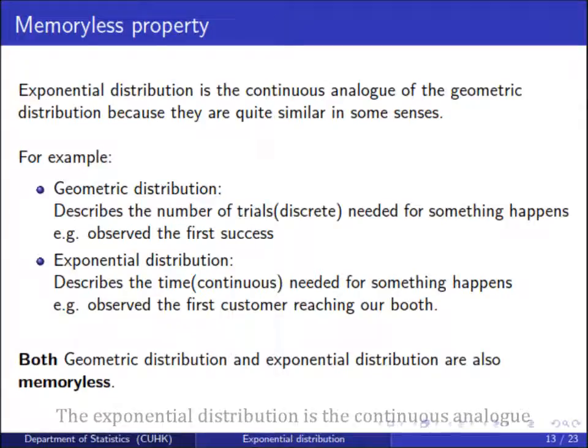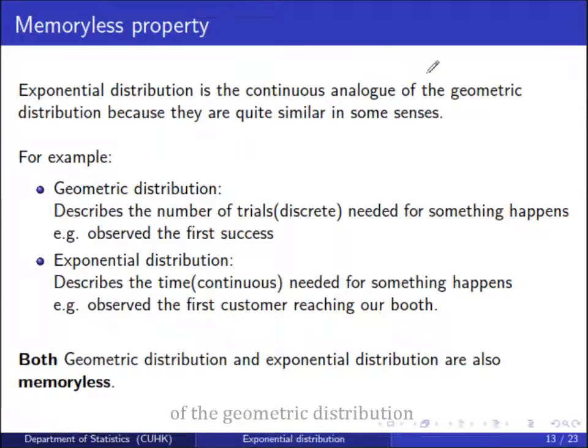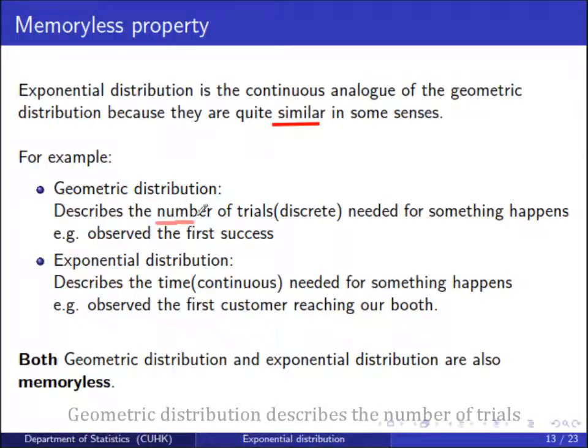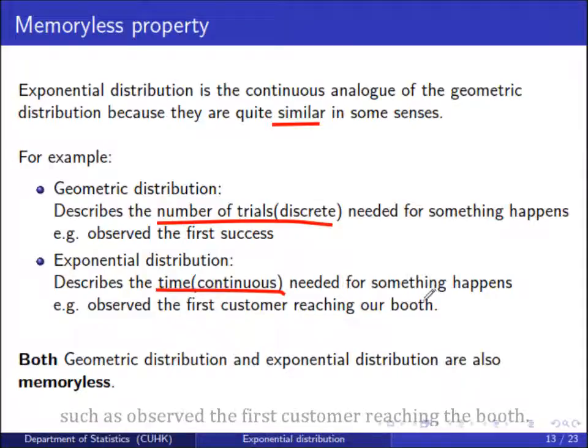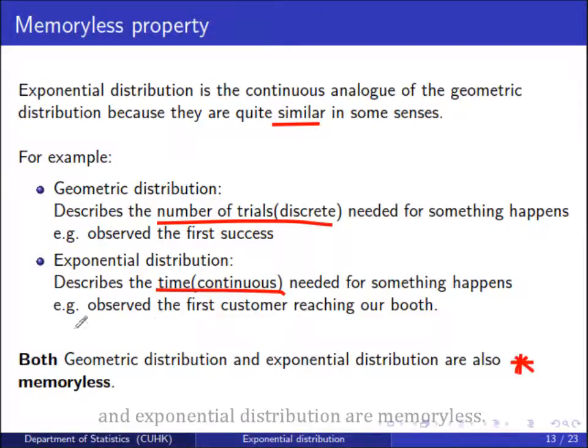The exponential distribution is the continuous analog of the geometric distribution because they are quite similar in some senses. For example, geometric distribution describes the number of trials needed for something to happen, such as observing the first success, while exponential distribution usually describes the time needed for something to happen, such as observing the first customer reaching the booth. Note that both geometric distribution and exponential distribution are memoryless.